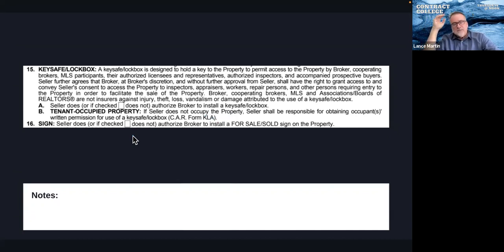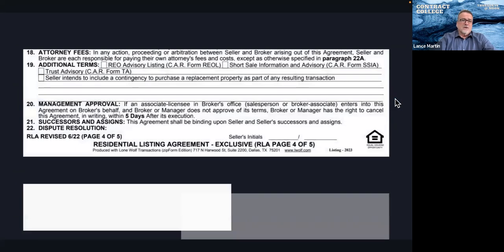I don't want a sign. Do your job, explain your value, convince your seller that the best practice is to put a sign in the yard. But they do basically have to check the box. Yes, I want a lockbox. Yes, I want a sign. These boxes are about as secure as they get.